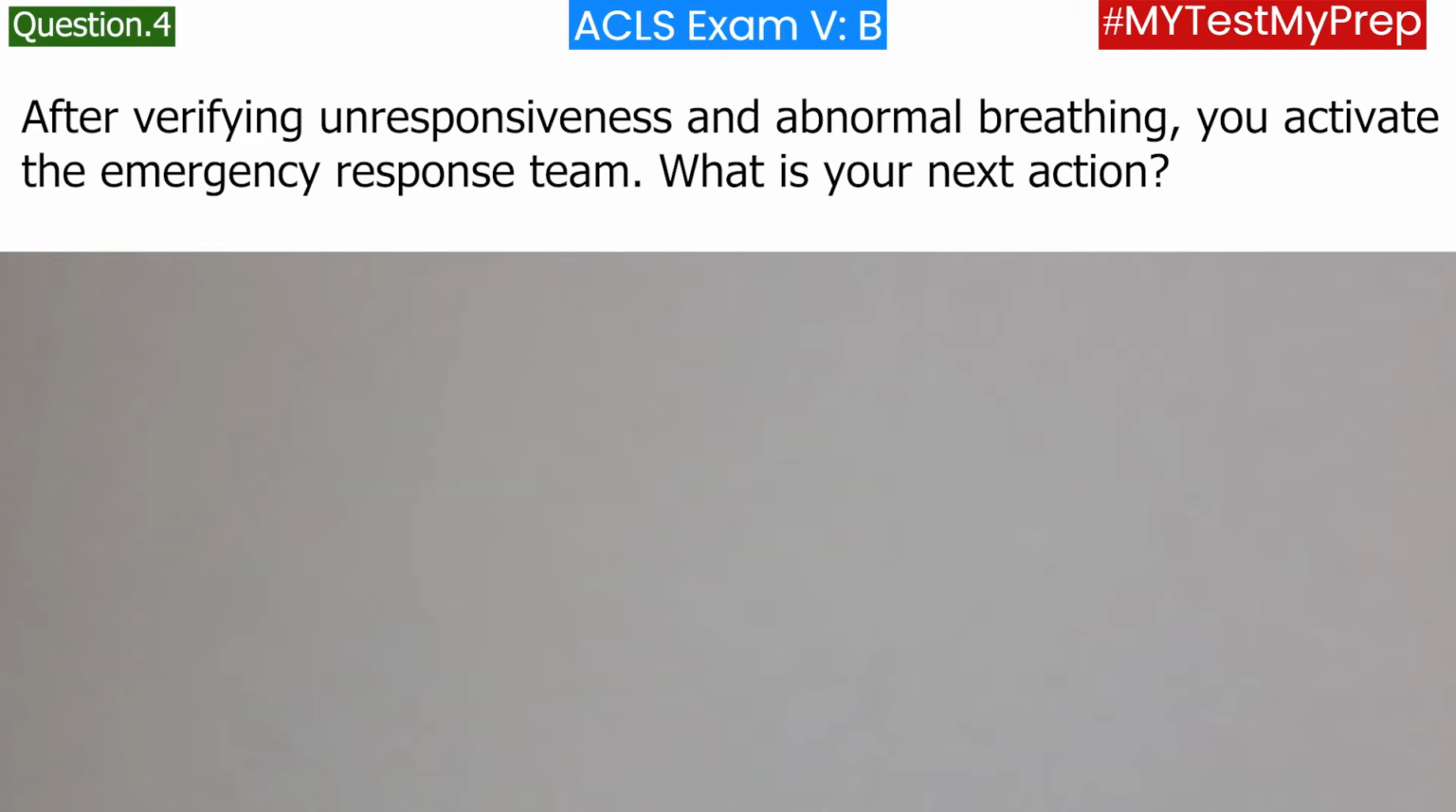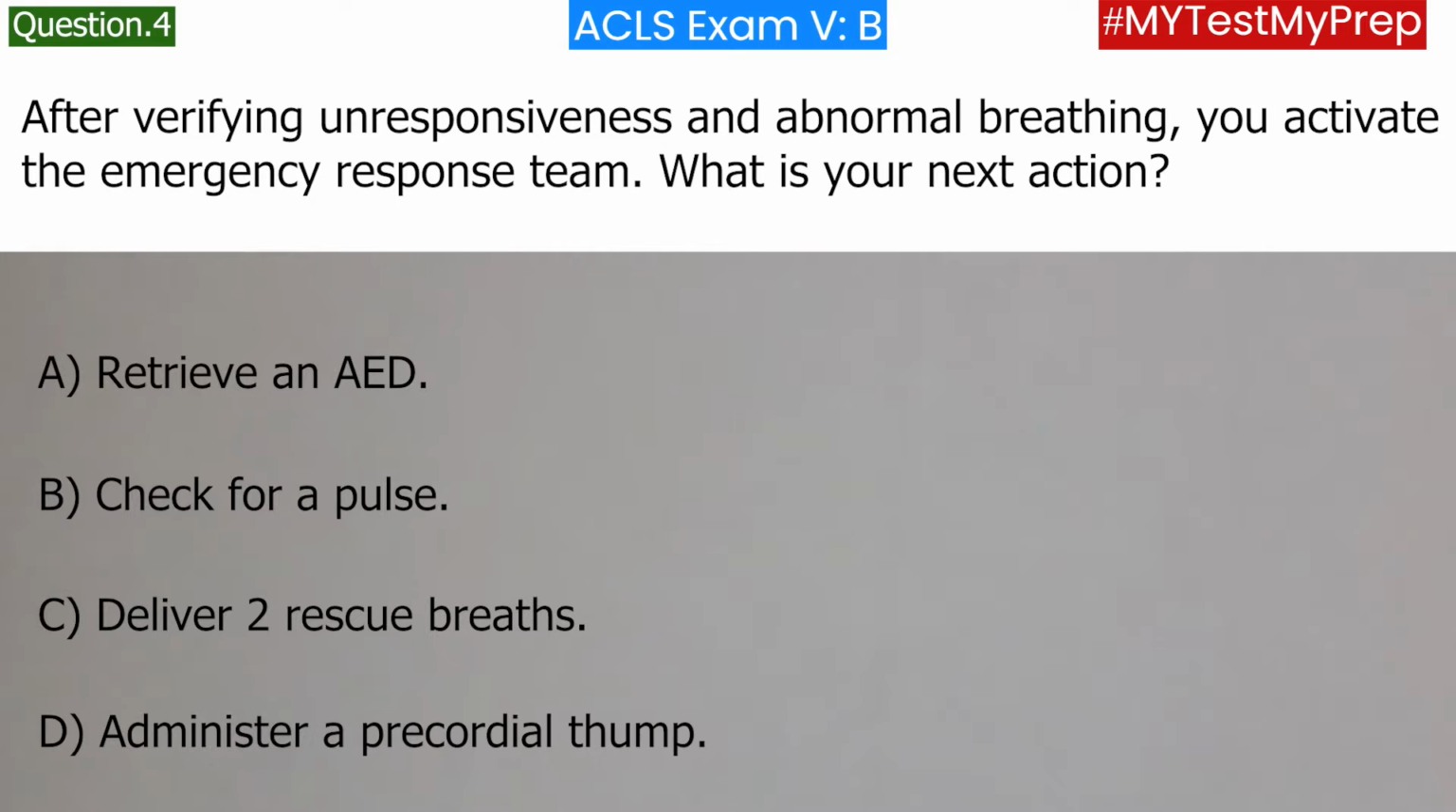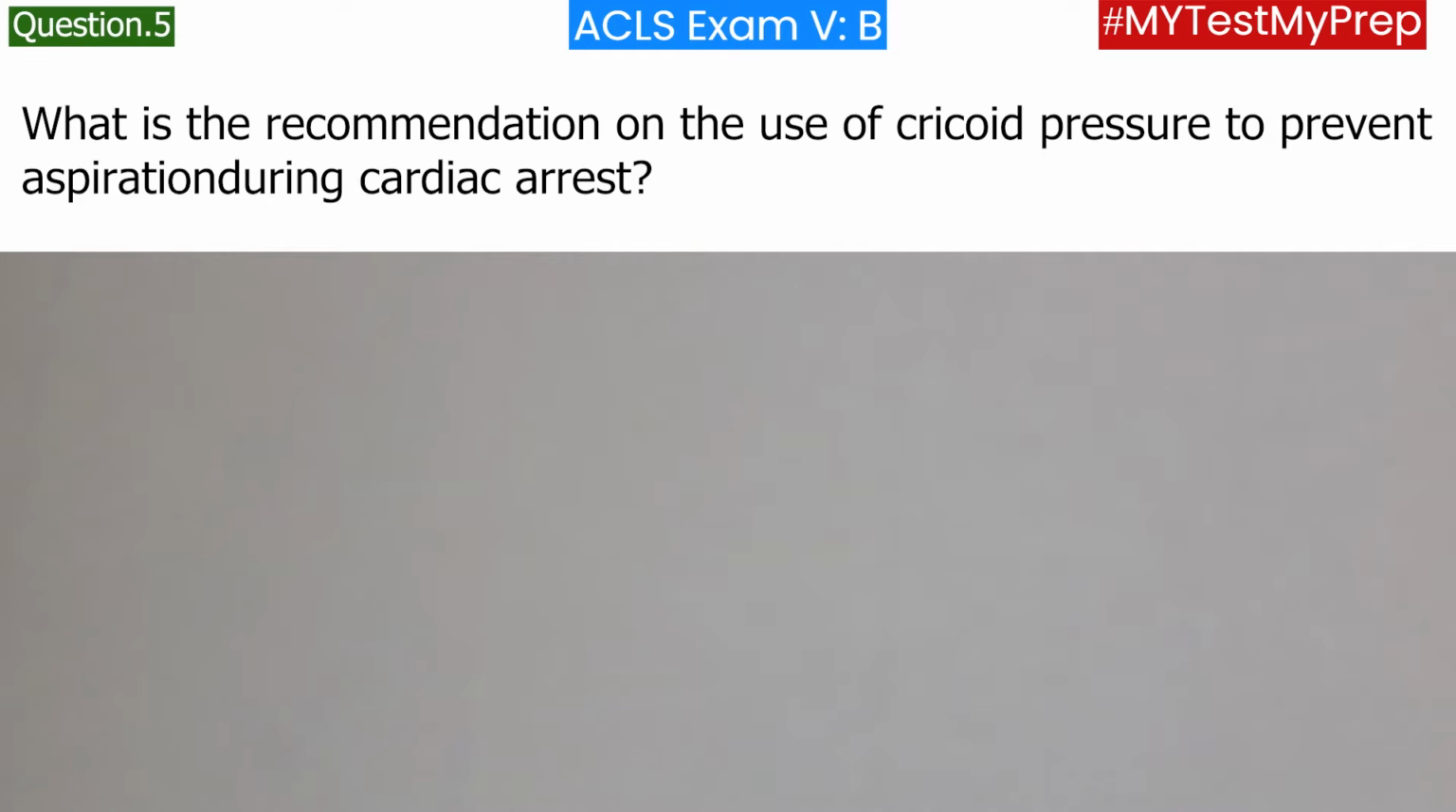After verifying unresponsiveness and abnormal breathing, you activate the emergency response team. What is your next action? A. Retrieve an AED. B. Check for a pulse. C. Deliver 2 rescue breaths. D. Administer a precordial thump. Answer: B. Check for a pulse.